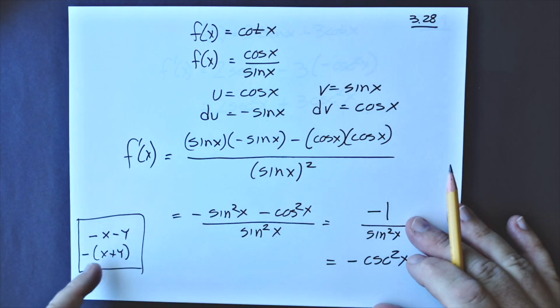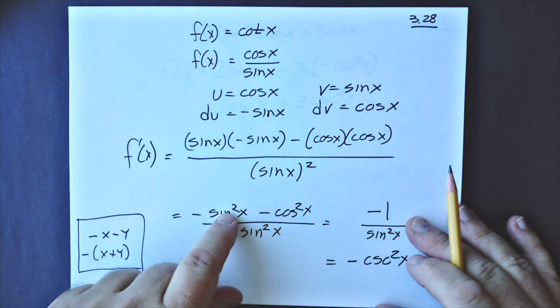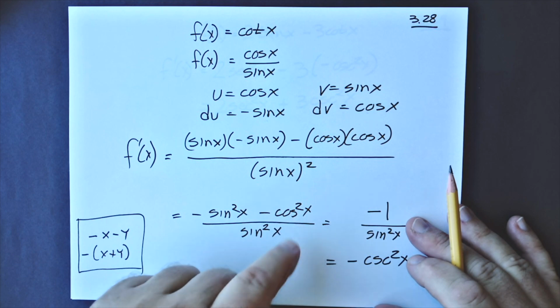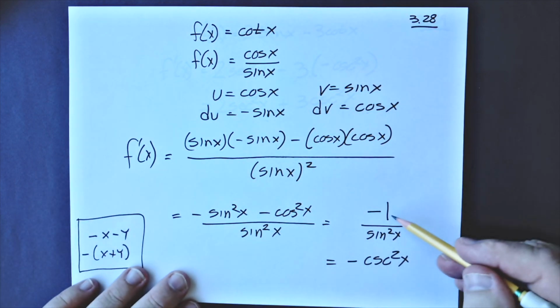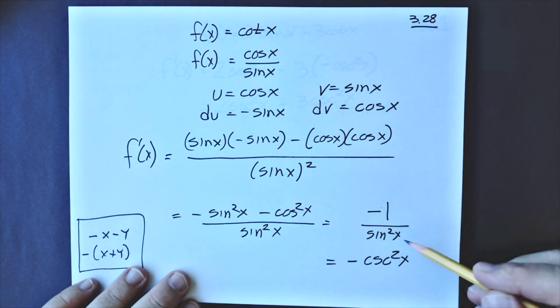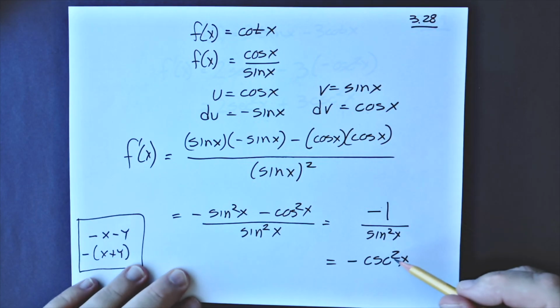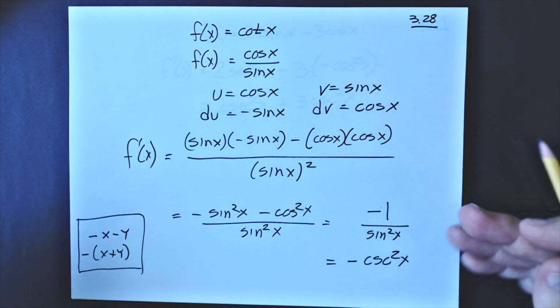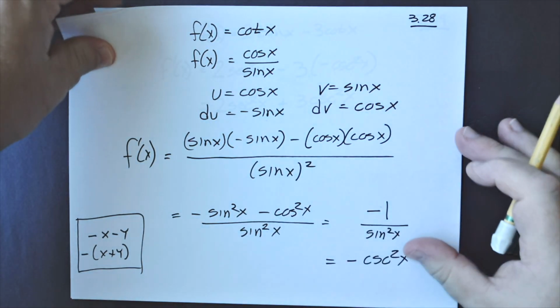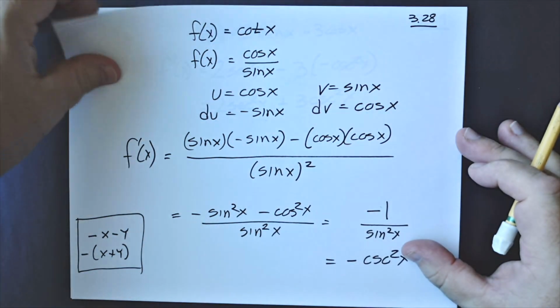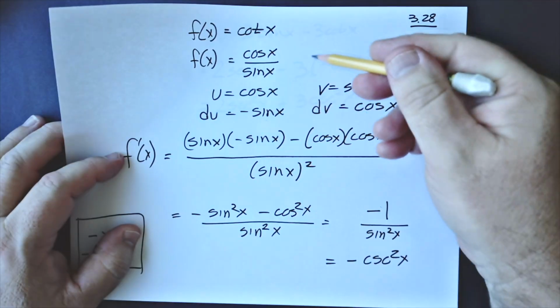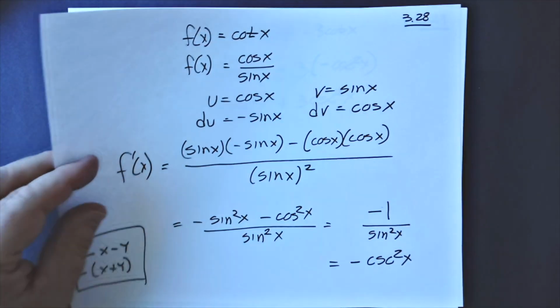So I can factor that out to make this negative sine squared x plus cosine squared x, which is 1, right? So that numerator turns into negative 1 over sine squared, which is the negative cosecant squared, which is the rule we already know. So this is how we got that rule. This is the way we did it. But if you didn't have that memorized, you could certainly do it manually and get the same answer.